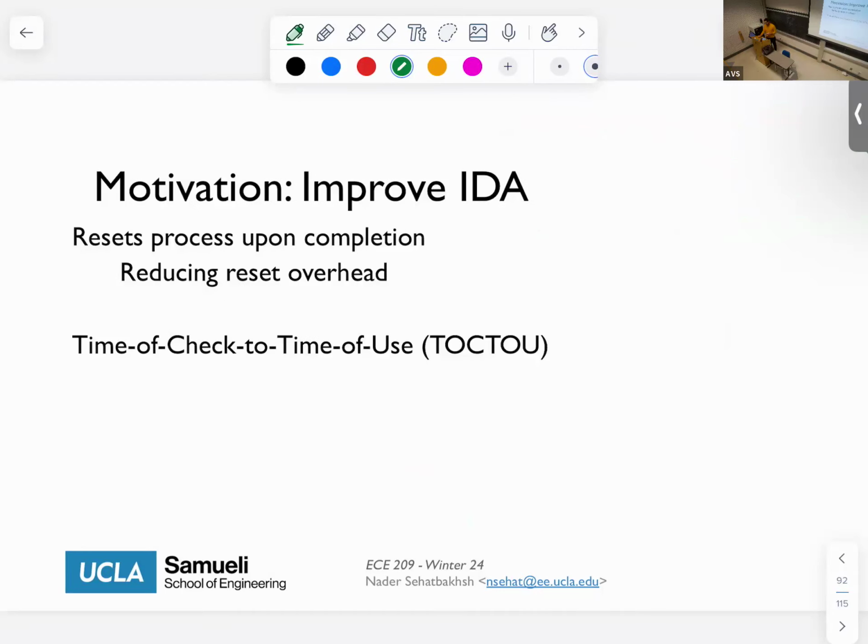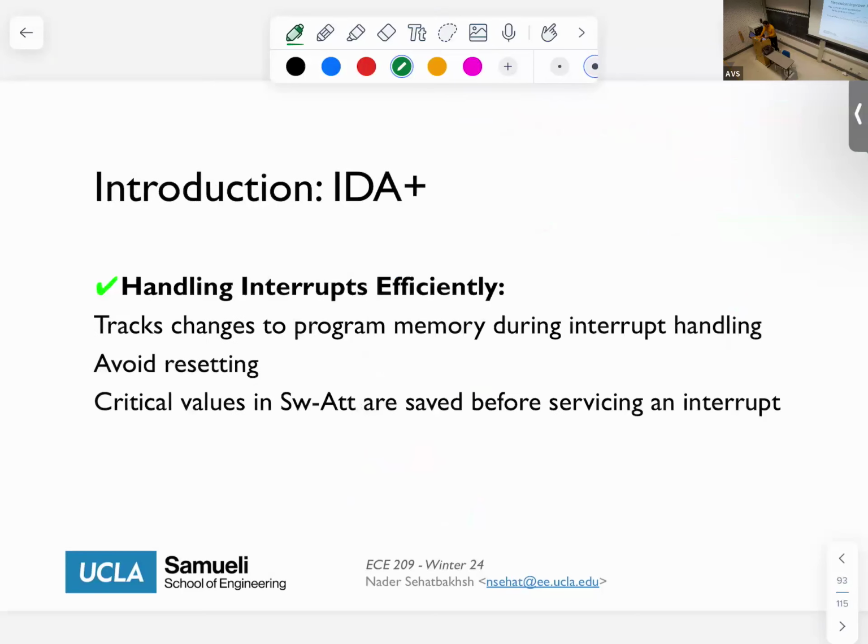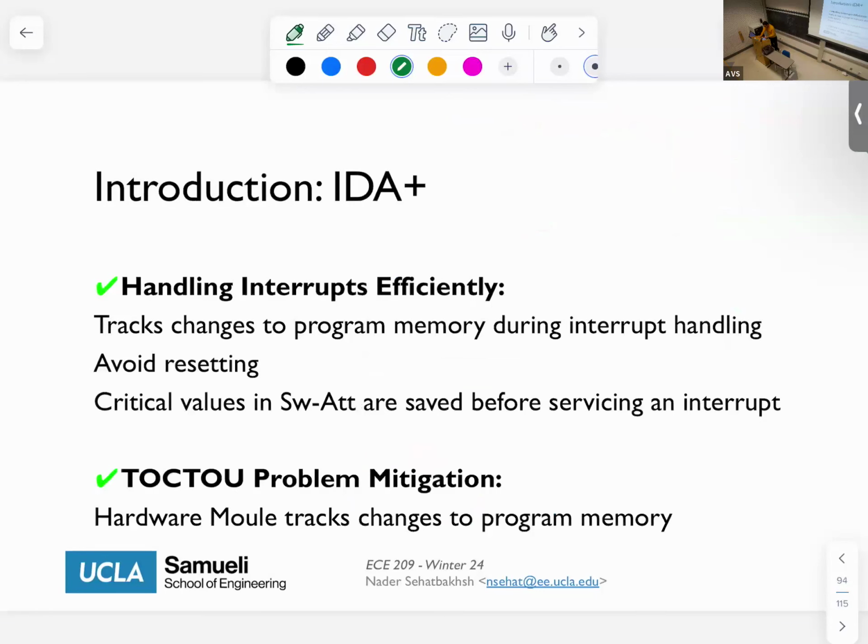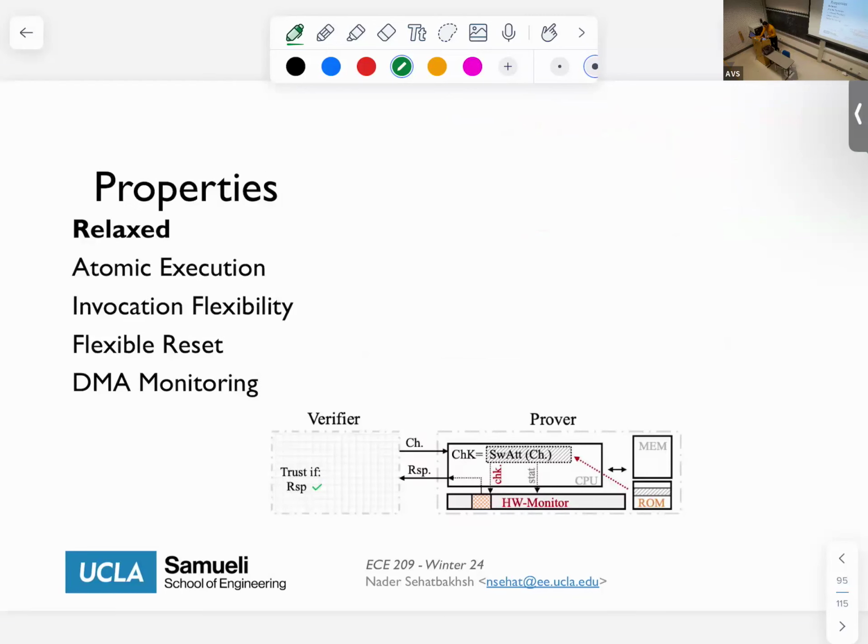And the second thing that we're going to do is find solutions for the time of check, time of use, and I'm going to show you how we actually do that. So essentially, if you think about the properties that we are relaxing, in regular hybrid attestation, we need what we call an atomic execution. In other words, we need to make sure that all the processes are interrupt free.